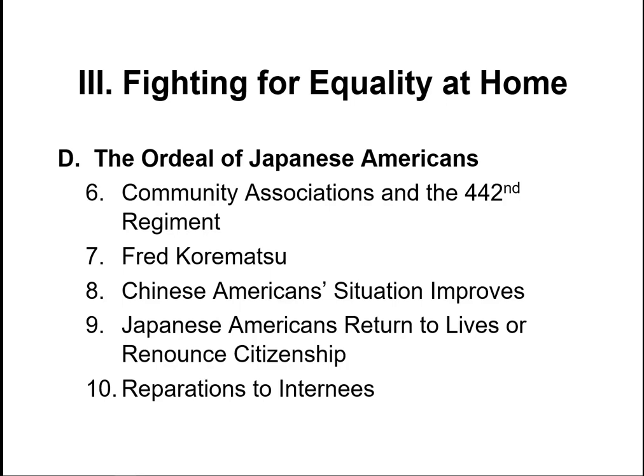Most Japanese Americans returned to their communities at the end of the war and continued to work hard at jobs and remain loyal American citizens. However, about 8,000 Japanese Americans renounced their U.S. citizenship and moved back to Japan in 1945. And can you blame them? Probably not. In 1988, Congress awarded $20,000 in reparations to each of the 60,000 living internees. Ten years later, President Bill Clinton awarded Fred Korematsu the Presidential Medal of Freedom.